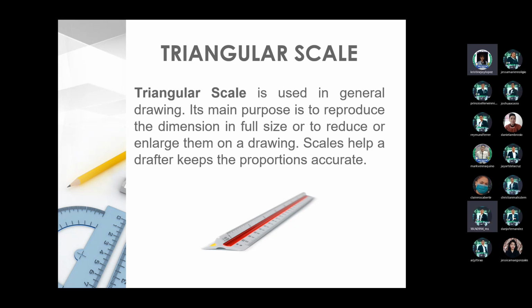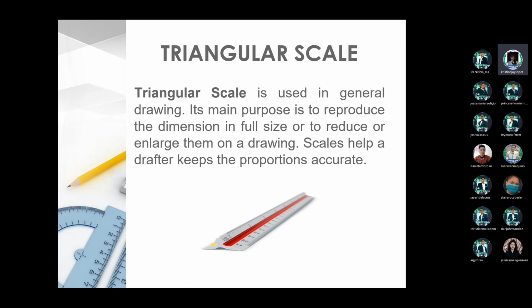Triangular scale is used in general drawing. Its main purpose is to reproduce the dimensions in full size or to reduce or enlarge them on a drawing. Scales help a drafter keep the proportions accurate. A scale ruler or triangular scale is a tool for measuring length and transferring measurements at a fixed ratio of length, used for measuring and preparing scale drawings such as blueprints and maps. It is also called an architect scale.